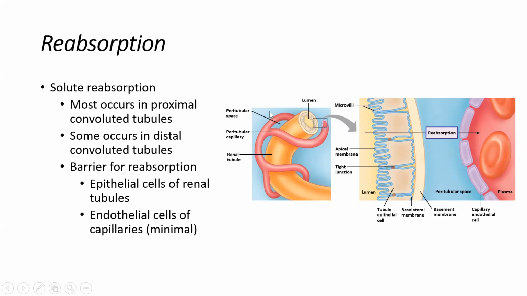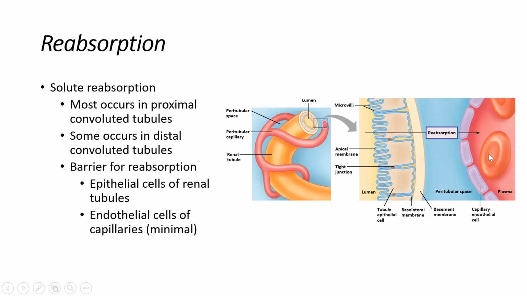So just to remind ourselves of this relationship between the peritubular capillaries and the proximal tubule. And if we look even closer, so if we kind of zoom into this relationship, we can see the barriers for reabsorption here. We can see the epithelial cells of the renal tubule, specifically the proximal part. We can see the peritubular space, so the small amount of space that's in between the capillary and the tubule. And then we can see the capillary endothelial cells that are lining the peritubular capillaries.